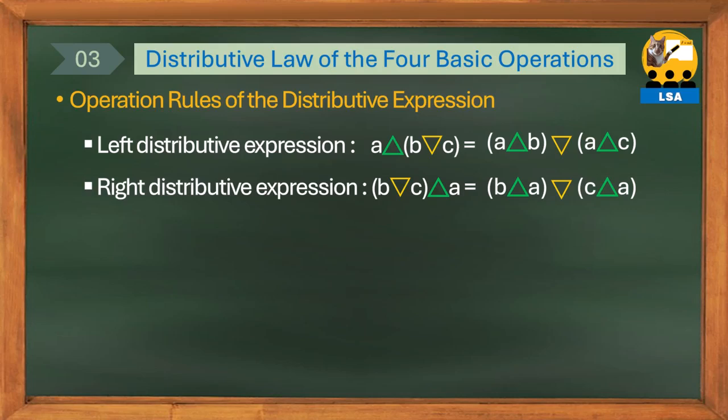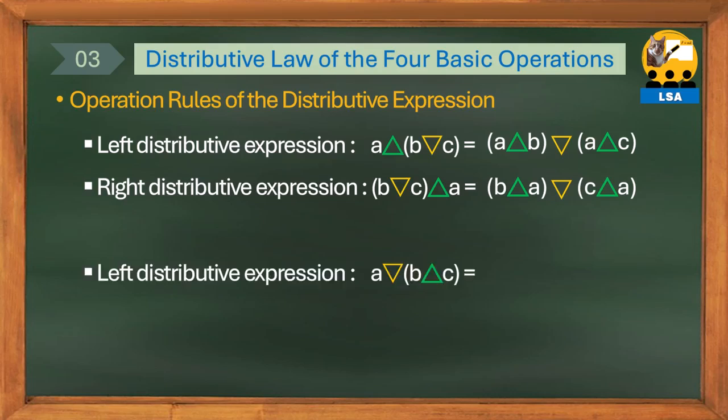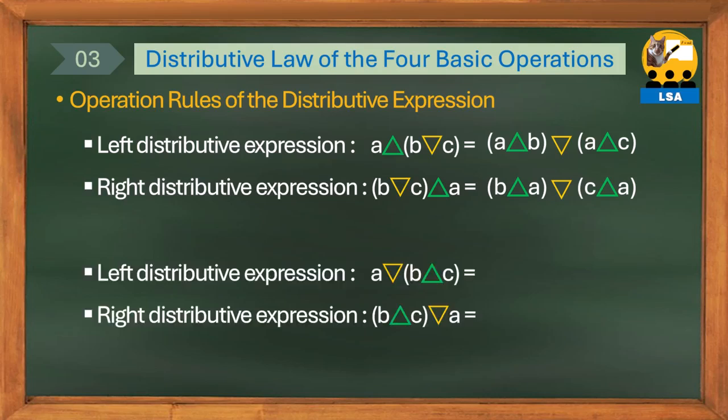This time, let's practice with a left distributive expression and a right distributive expression where the first operation is the triangle operation and the second operation is the inverted triangle operation. Since the operation of a distributive expression must operate the second operation with each number that has undergone the first operation, in the left distributive expression, we perform the inverted triangle operation on A and B and also on A and C. Then we execute the first operation, the triangle operation, on the results of the two operations.